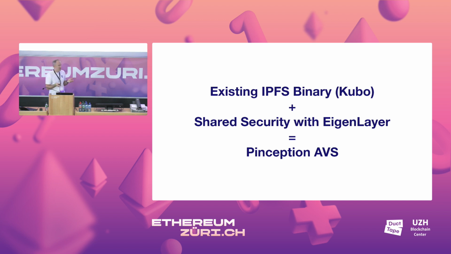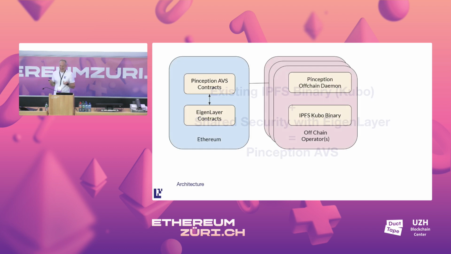And if you go to ChatGPT and you say, come up with a funny name for a project that involves IPFS pinning and crypto economic services, Pinception is the name that comes back. So that's how I got the name for this AVS. But basically, let's just take IPFS Kubo as the binary.